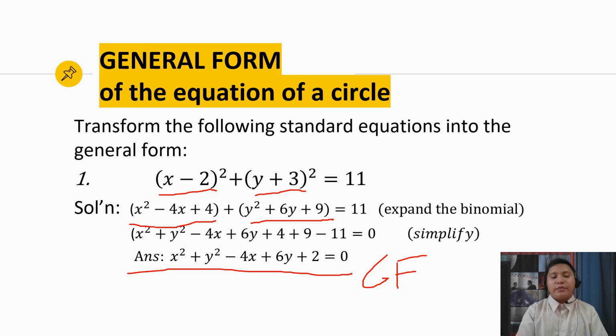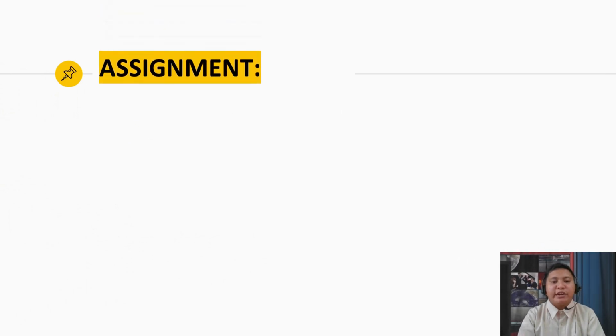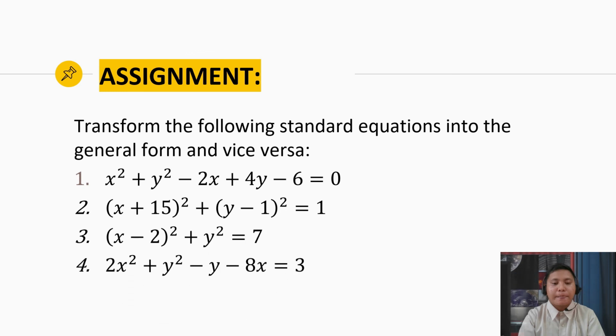So, with that, I will leave you an assignment. Okay, this will be your assignment. Copy your assignment. I hope that you have gotten something from what I have discussed this afternoon. And I know that you can now define a circle and transform an equation from general form to standard form and vice versa.